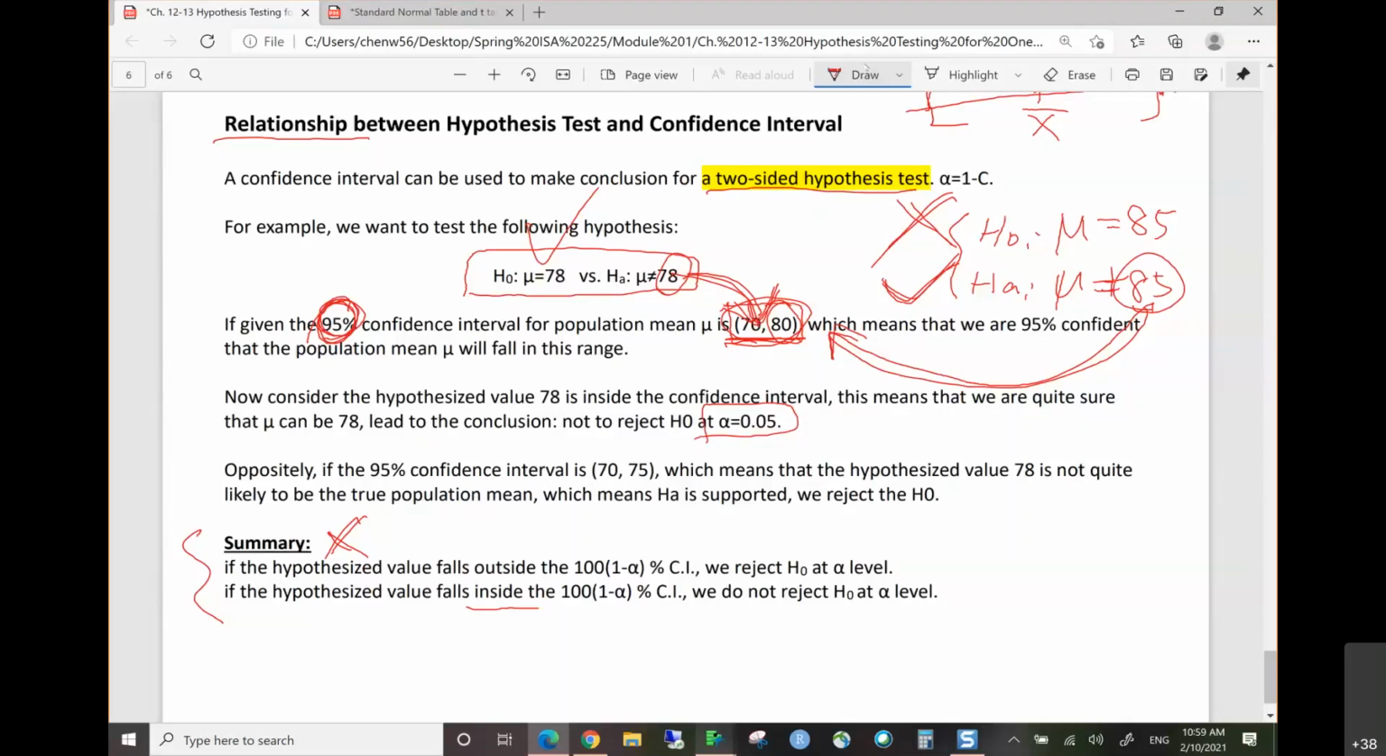Right? You cannot make the conclusion about alpha equals 0.1 with a 95% confidence interval. We don't know about it. We can only make the conclusion for alpha equals 0.05. All right. We are done for this chapter. Any questions?